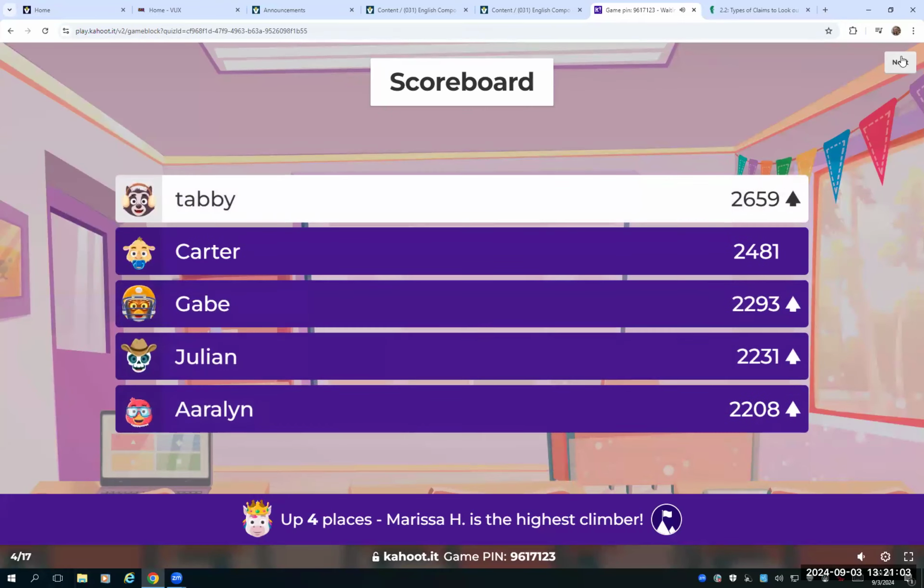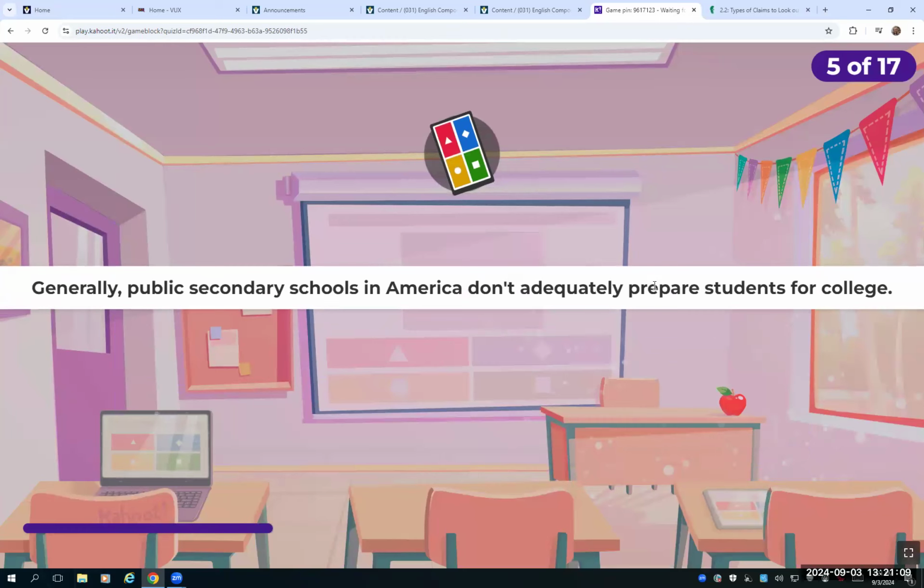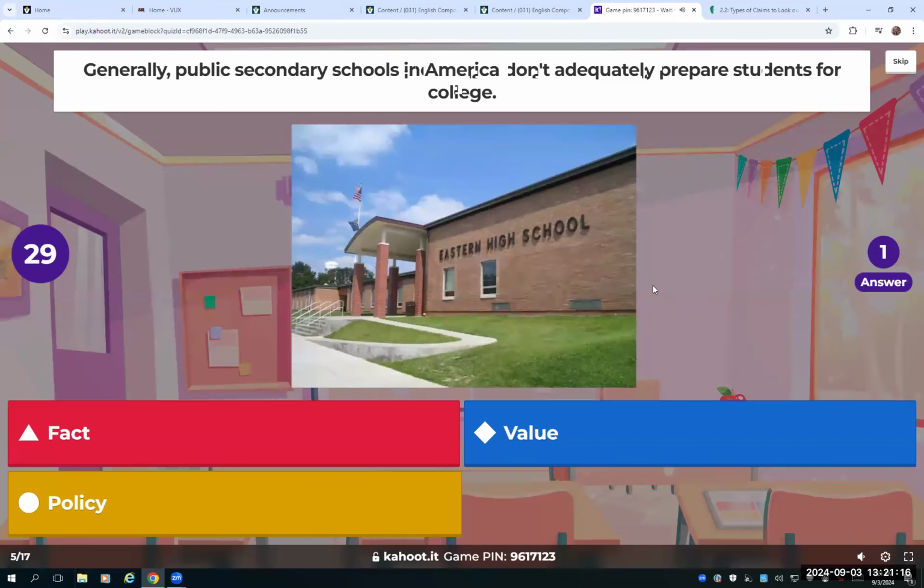Got Tabby up at the top here. All right, next. Generally, public secondary schools in America don't adequately prepare students for college. Somebody's viewpoint that high schools or secondary schools don't prepare students for college.